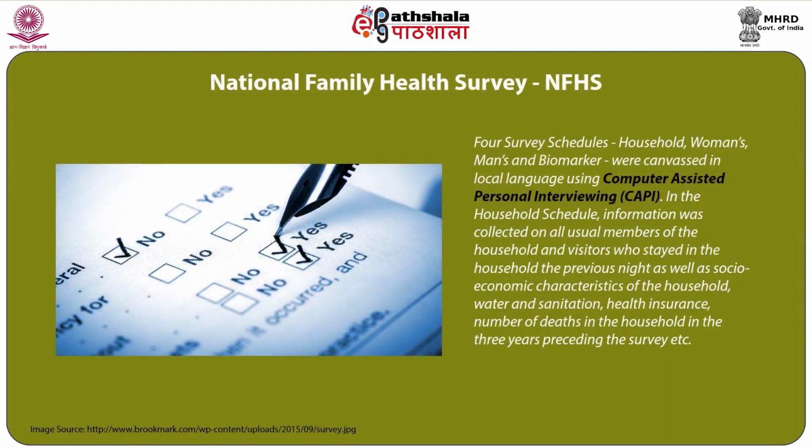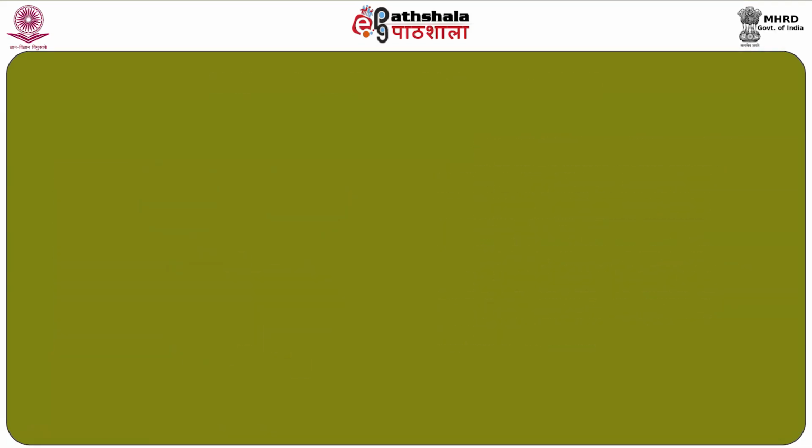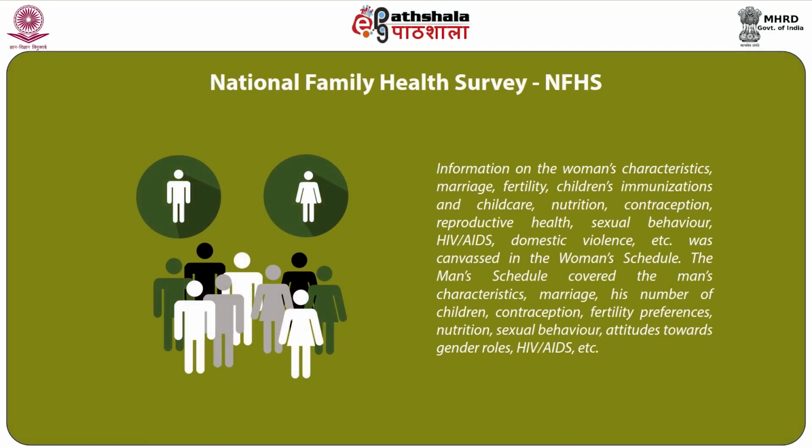Four survey schedules, household, women's, men's and biomarker, were canvassed in local languages using computer-assisted personal interviewing, CAPI. In the household schedule, information was collected on all usual members of the household and visitors who stayed in the household the previous night, as well as socio-economic characteristics of the household, water and sanitation, health insurance, and the number of deaths in the household in the 3 years preceding the survey.